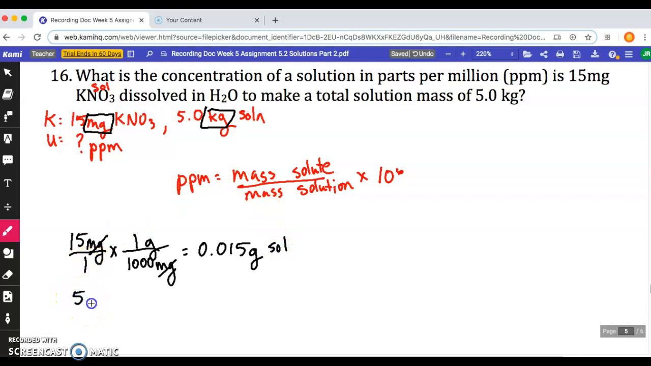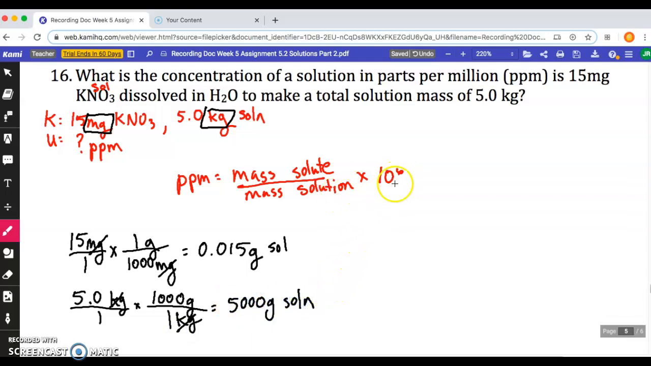And now let's convert the 5 kilograms of solution into grams also. We want to make it match. But this time the grams is smaller than the kilogram. So we have 1,000 grams for every 1 kilogram. Okay, cancel out the kilograms, and we have 5,000 grams of the solution.